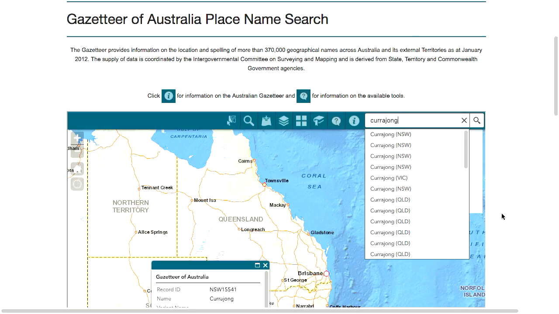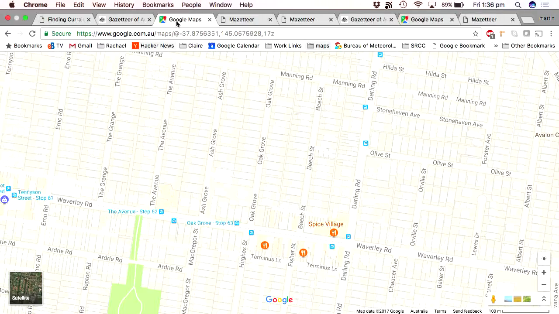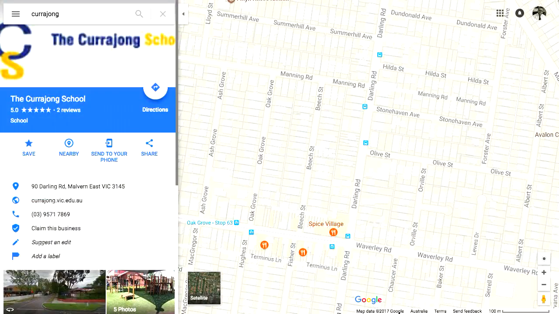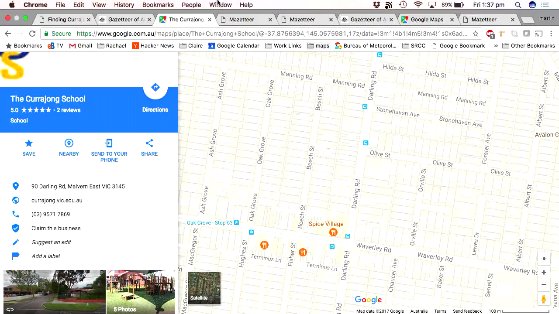Okay, well, what's the next thing we do? We Google it. So go to Google, type in Currajong. Yep. Currajong School, not particularly helpful. Anyway, Google's not much help there. So I do what any software developer would do. I write my own app.